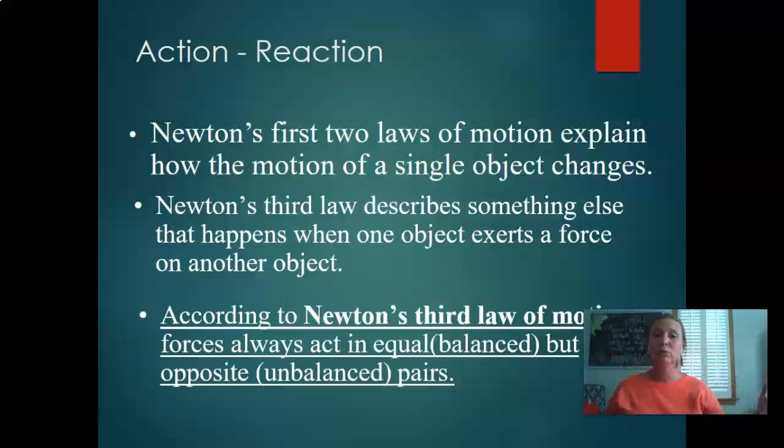Whereas with Newton's third law, we are going to incorporate all different types of things that happen. That's what this is saying here: Newton's third law describes something else that happens when one object exerts a force on another object. So it's kind of that, once again, impulse sometimes. It could be two objects colliding, or me pushing a cart at the grocery store, or a roller coaster being pulled up a hill, or you riding your bike and pushing down on the pedals. Whatever it may be, there's going to be an exerted force on another object, and we're going to see what that is.